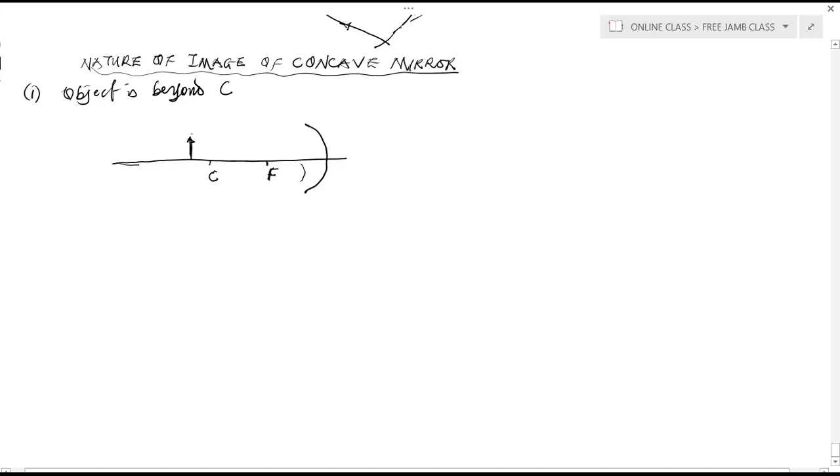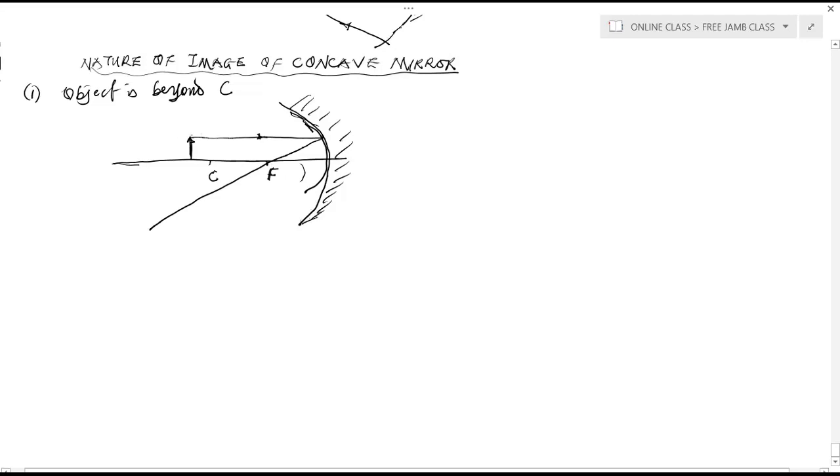The first thing you do ever is to draw a parallel line to this place, to the principal axis. And that parallel line will reflect back along F like this. Let me draw this thing to be longer or bigger to see. You see that?